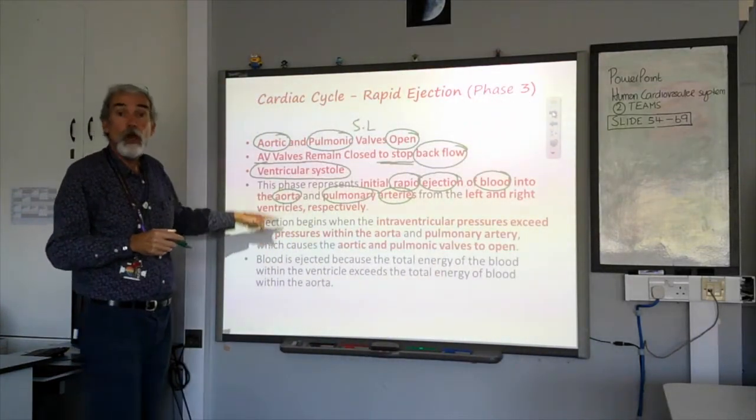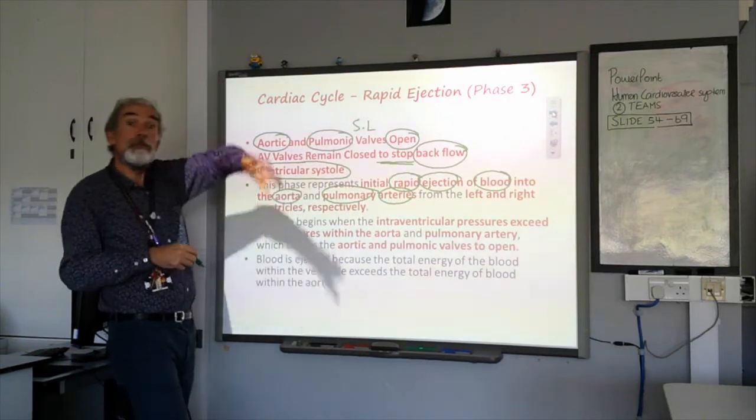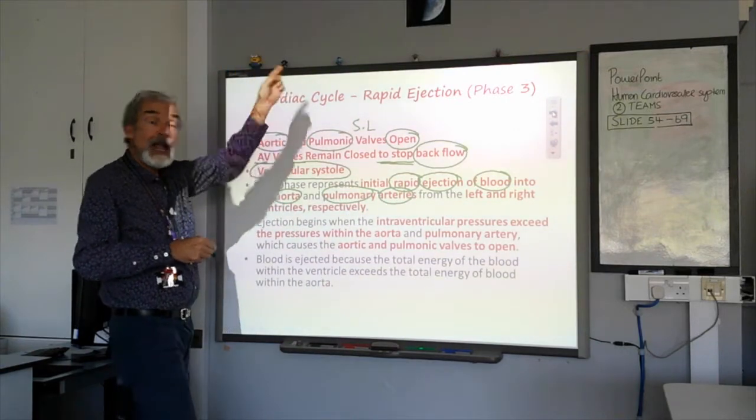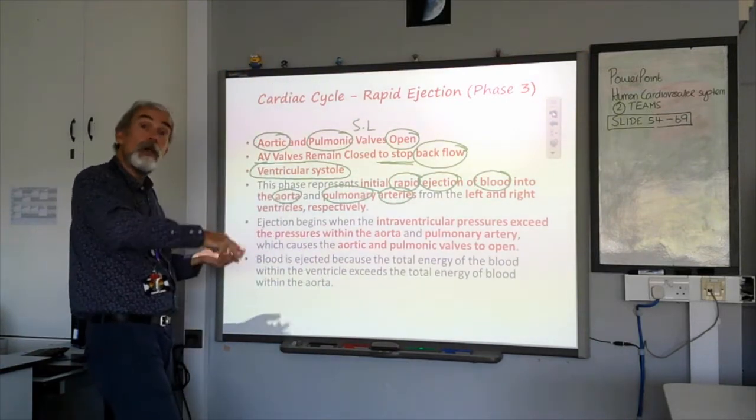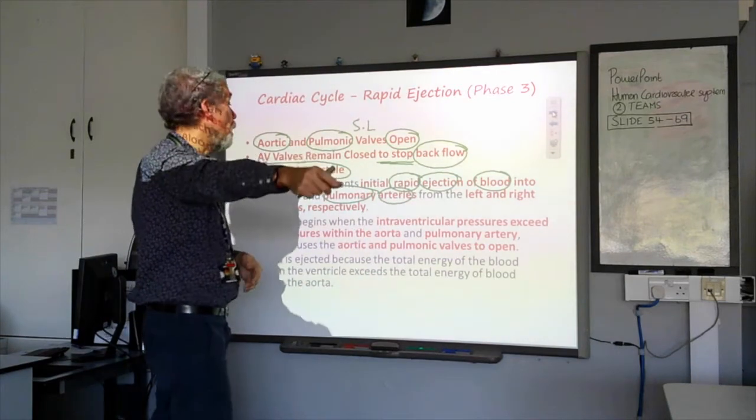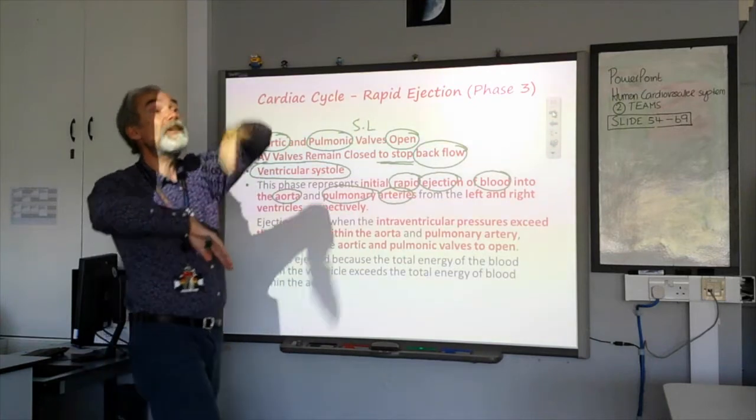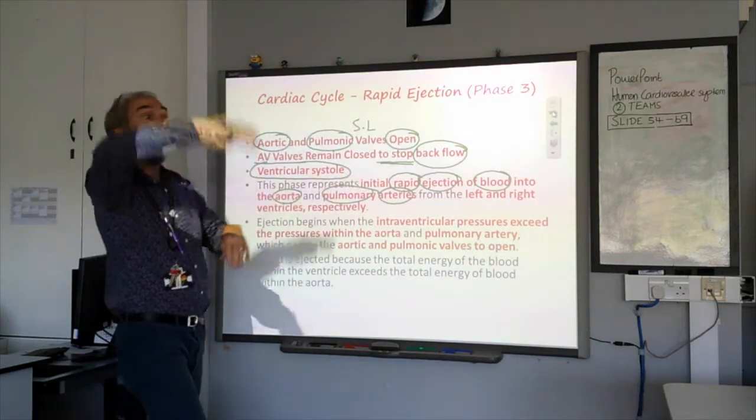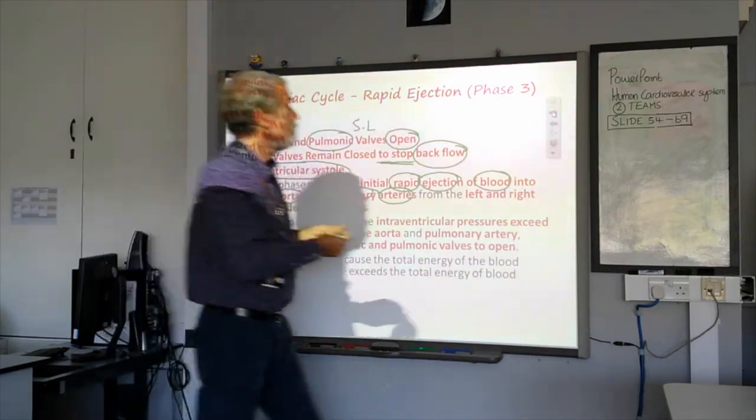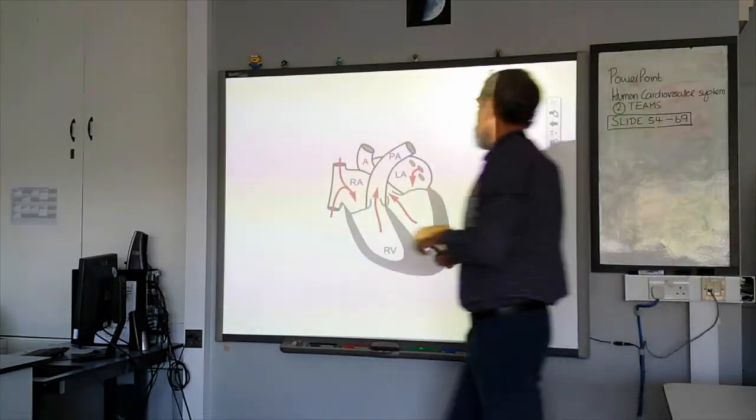Now all of a sudden, we've got blood moving out of the heart into the aorta, and we've got blood moving out of the heart into the pulmonary artery. So those valves are now open, and blood is now moving to the lungs, and blood is now moving right the way around the body. So our diagram looks like this.